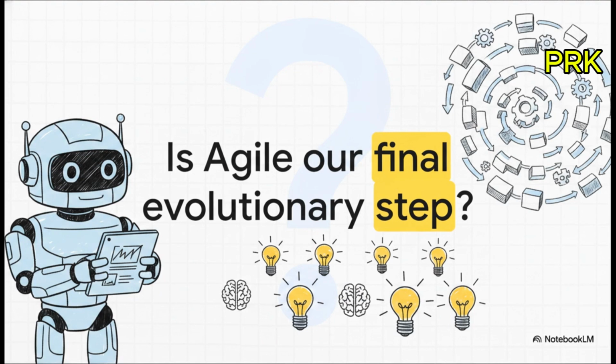I'll leave you with this provocative thought. As AI begins writing more and more code, is Agile our final evolutionary step, or will new technology force us to write an entirely new manifesto? How will our frameworks change next?